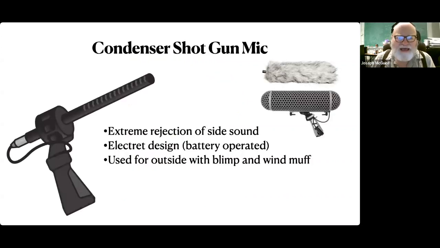All right. There's a condenser shotgun mic. This is a microphone that has that hypercardioid, flame-like pickup pattern, mostly because it has extreme rejection of side sound. This is used in news reporting, electronic news gathering and such. Their electret design, which again I won't go into too much technical detail, means all you need is a battery to use them, so you don't have to have a device to give them phantom power. They're used in a blimp, which helps cut down extraneous noise, and a muff that helps cut down wind noise, because the shotgun mic is sort of buried deeply in the blimp. So wind hits and other noise are reduced.